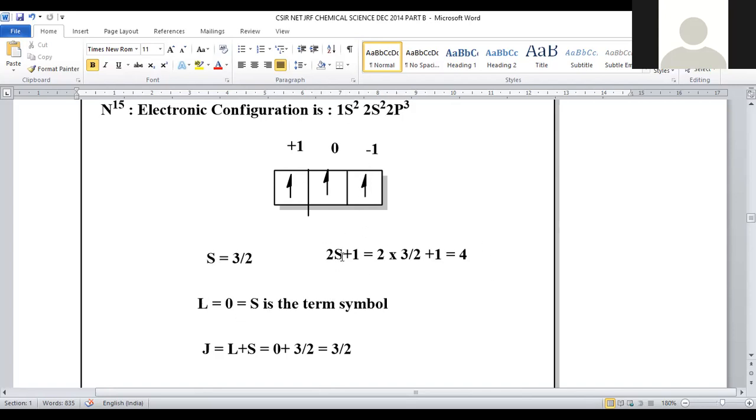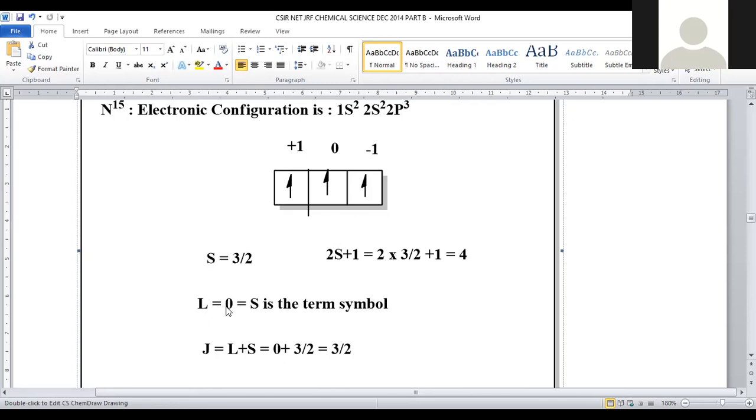So if you want to calculate the spin multiplicity, it will be 2S+1, that is 2 × 3/2 + 1. The 2 cancels and 3 + 1 gives 4 only. But it is not given in the problem, so it is not required to calculate. Then what will be the L value, the angular momentum value? Here, +1 and -1 are of equal magnitude and opposite, so you can cancel both. 0 is obviously 0 itself.